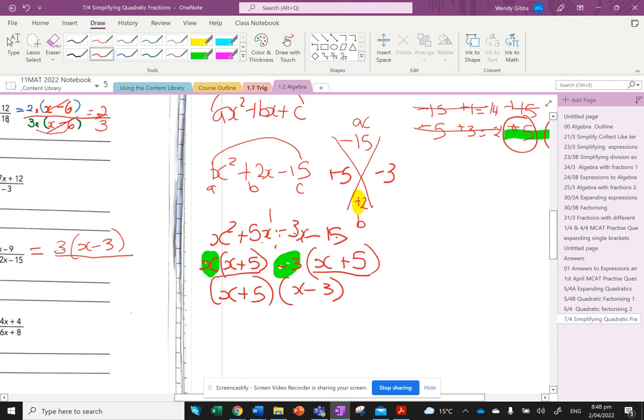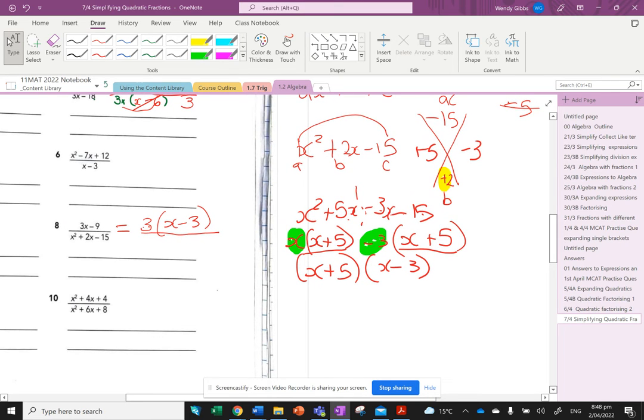That is our factorized expression for that. So x plus 5 times x minus 3. And look, we have these secret times here. So we have the same bracket on the top as on the bottom. So x minus 3 divided by x minus 3, it's attached by times, so we can do this. x minus 3 divided by x minus 3 is 1. And that leaves us with 3 over x plus 5.